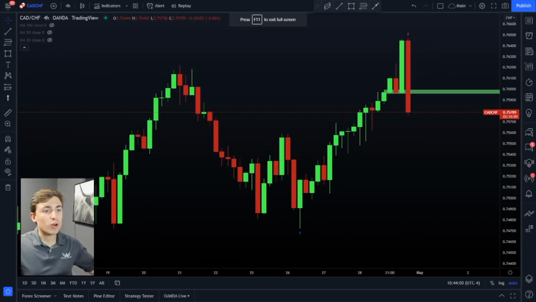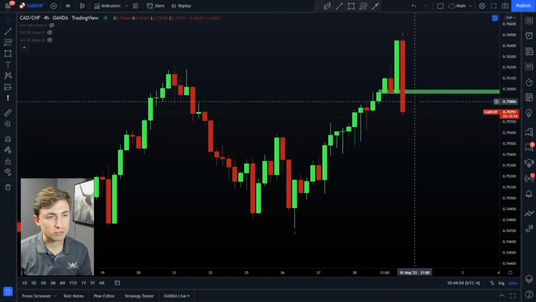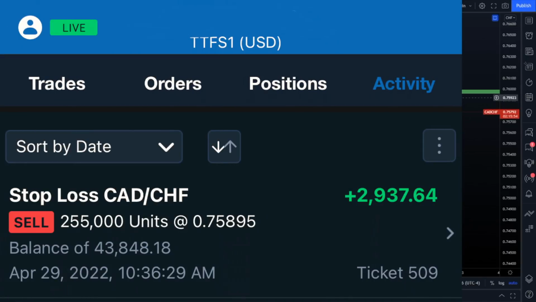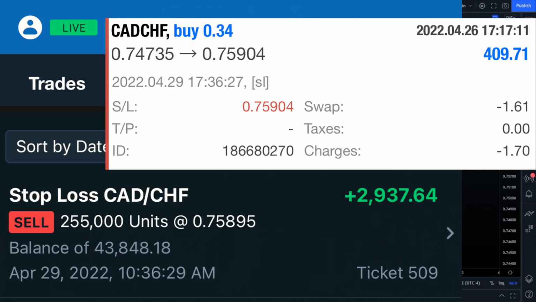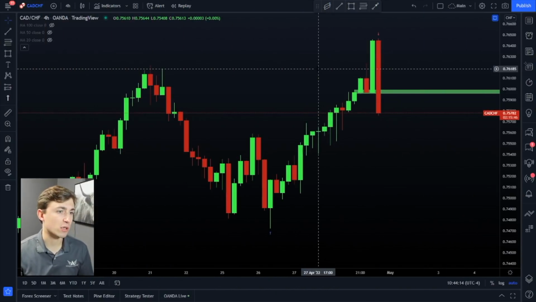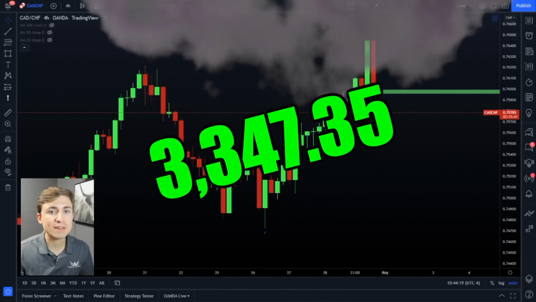All right, guys, and we are all out of the trade here. We closed out of this account for approximately 2,950. We'll pop it up on the screen so you can see it. And in the second account, we took about $400 additional profit on this trade. So between the two accounts, that's somewhere around 3,350 bucks, which is not bad, definitely not complaining.